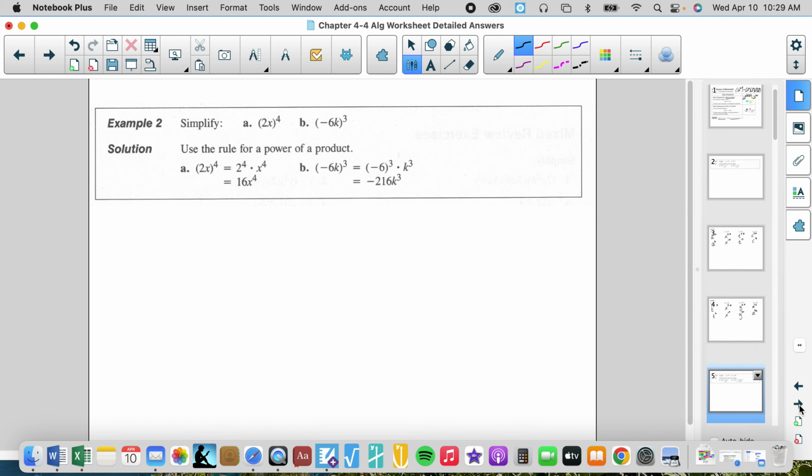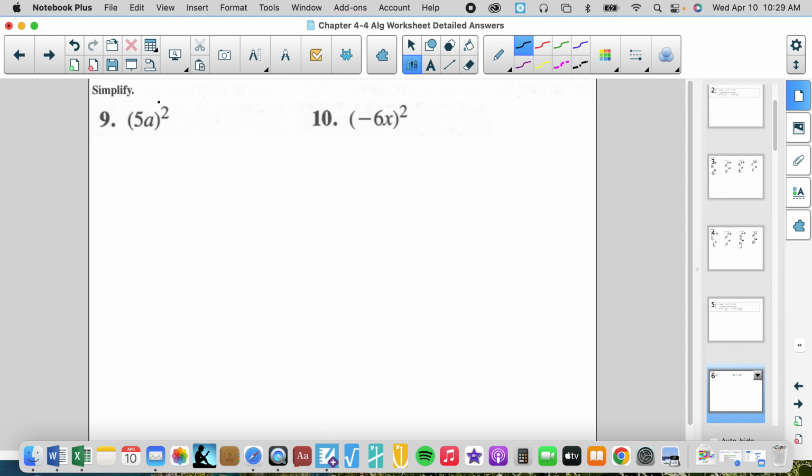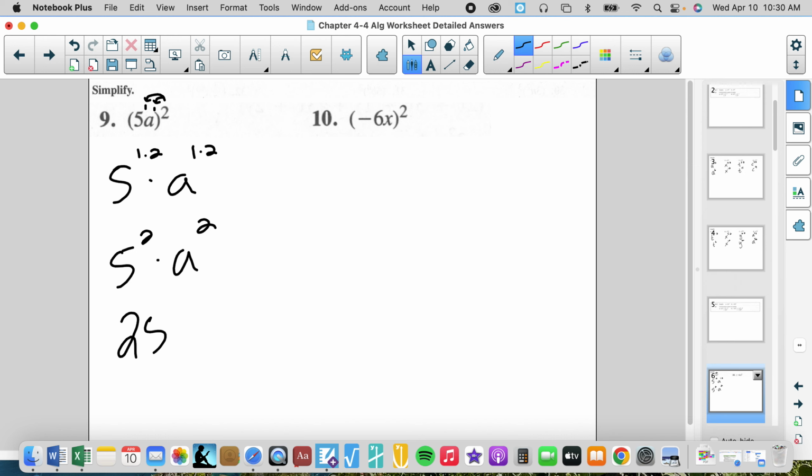Now, we have multiple terms inside here, so we are going to distribute. We're going to distribute that square to the 5 and the square to the a. Now, let's think about this. There's 2 ways we can do this. We can see that that is 5 to the first, a to the first. So we could do 1 times 2. I'm okay with that if you want to write that. We're still distributing that to each of them. So we get 5 to the second, a to the second, which is 25 a to the second.